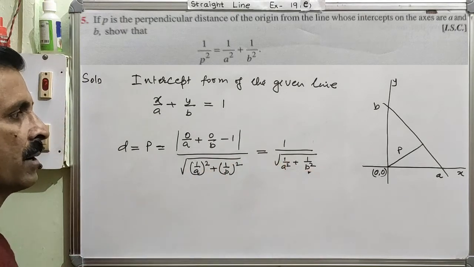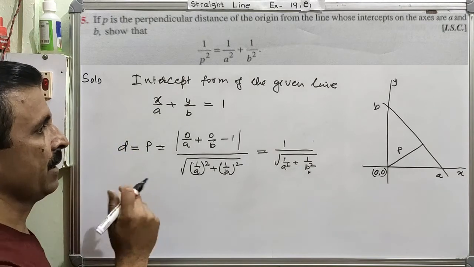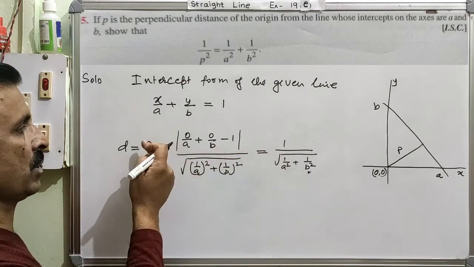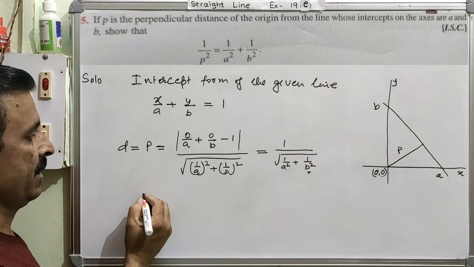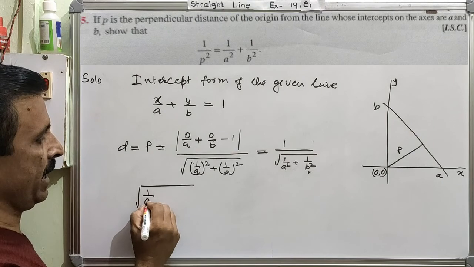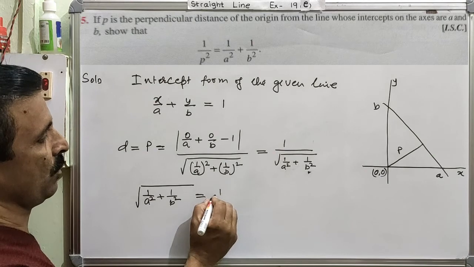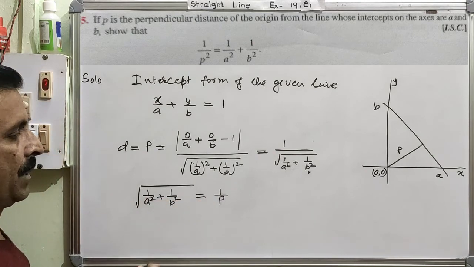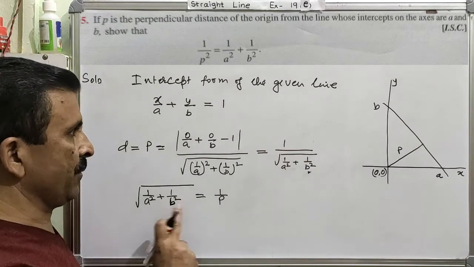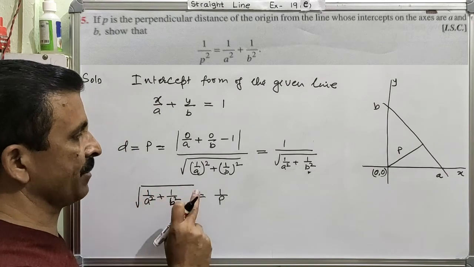Clear? Now let us do the cross multiplication. Looking at the result, we have to match with the result. When you do the cross multiplication, we exchange the positions. We take this to the left hand side and bring this to the right hand side. So it becomes root over 1 over A square plus 1 over B square is equal to 1 over P. Clear? 1 over P. Now keeping this result in mind, to get that same result we should try to remove the radical sign. We can do it by squaring both the sides.